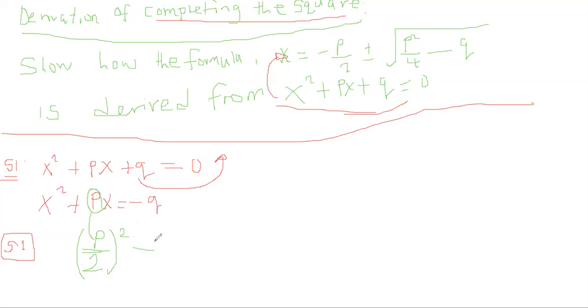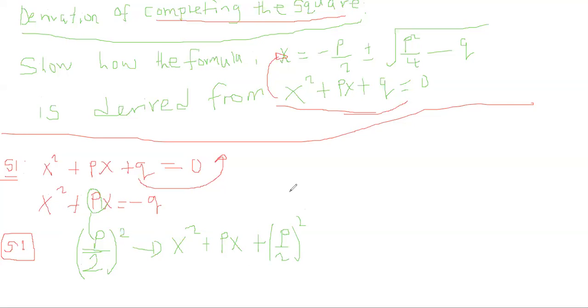After doing that, we will add this term to the left-hand side of the equation and to the right-hand side of the equation. So we have x raised to the power of 2, plus px, then plus this term, p over 2 raised to the power of 2. You see, how do you get that term?